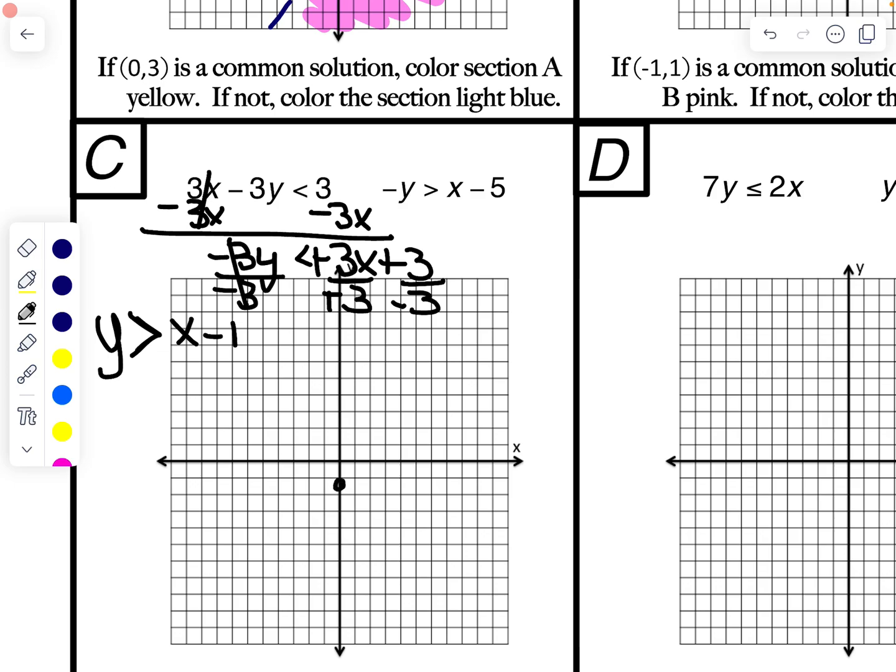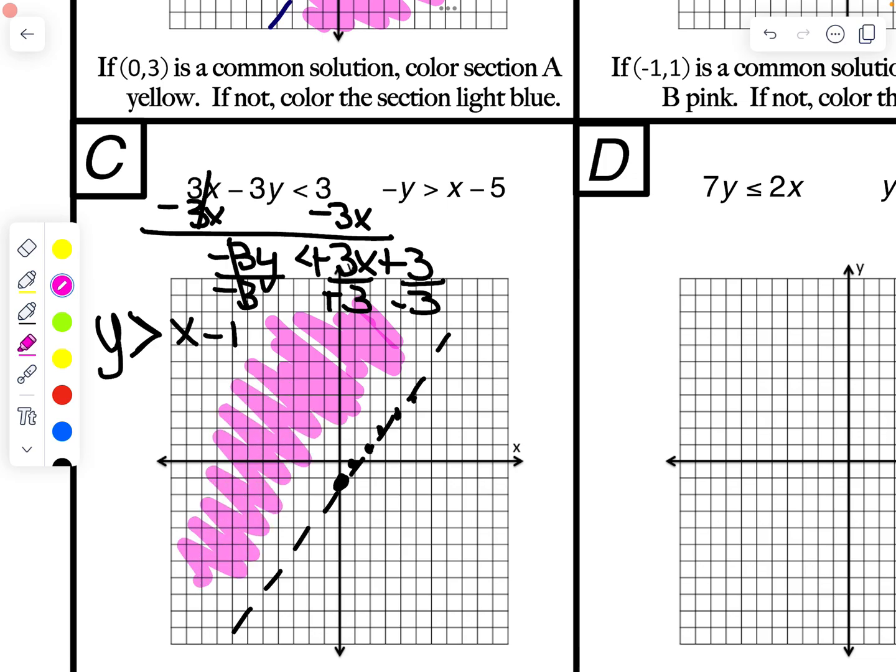That would start here at the negative 1 and then go up 1 over 1. It's going to be a dashed line. And then the shading would be above the line here.